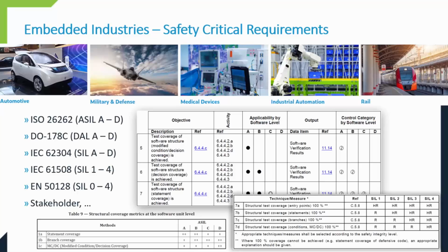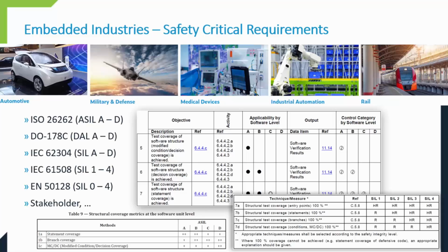In the embedded industry, C and C++ code is used in safety and security critical systems. These industries have regulatory requirements and process standards to follow for compliance. I've listed some of the most common ones here: ISO 26262 for automotive, DO-178 for avionics, IEC 62304 for medical, and there are safety integrity levels, A, B, C, D, or 0 through 4, that can be assigned to the code.